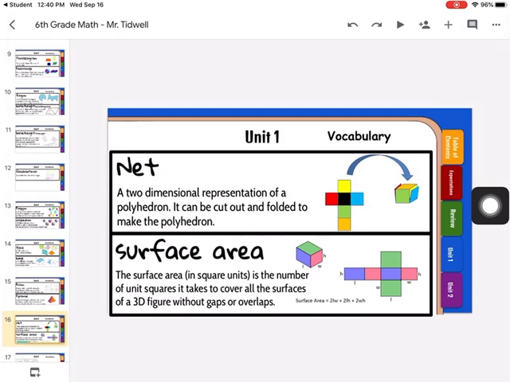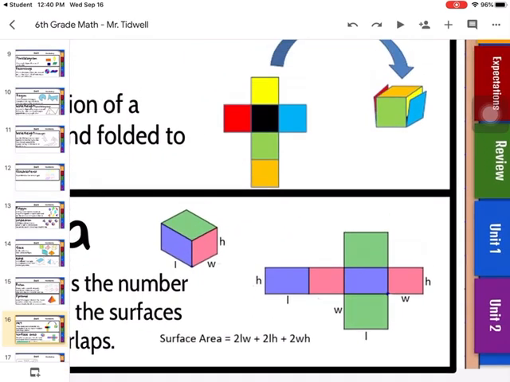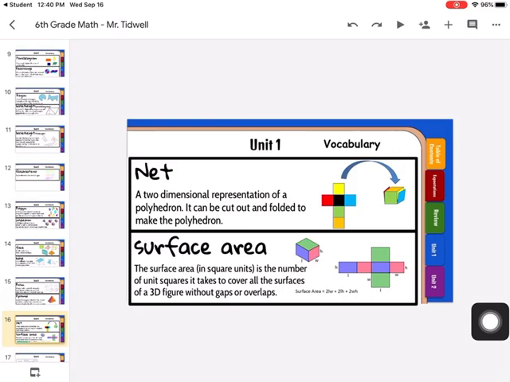When we talk about surface area, we're talking about the surface area in square units. It is the number of unit squares it takes to cover all of the surfaces of a three-dimensional figure without having any gaps or overlaps. We're going to talk more and more about that as we go, but here's a really good way of seeing how you're going to do this. What we're going to end up doing is solving for the area of each individual face and then adding it all together, okay? That's just a recap of some of our terms.